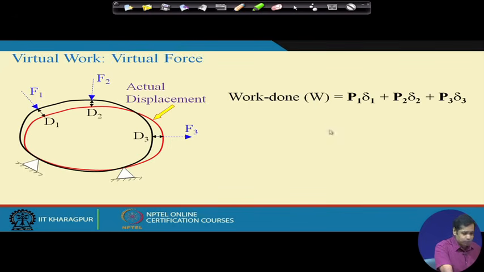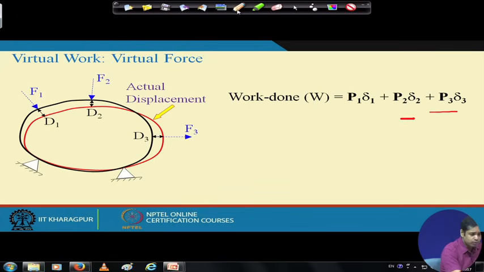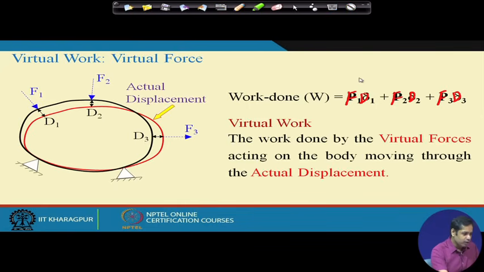Then the work done will be F1 d1 plus F2 d2 plus F3 d3. Please correct it: this is d1, this is d2, and this is d3, and this is F1, this is F2, and this is F3. This is the work done, and this work done is the virtual work: the work done by the virtual forces.